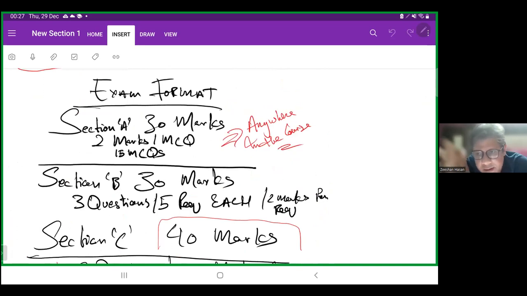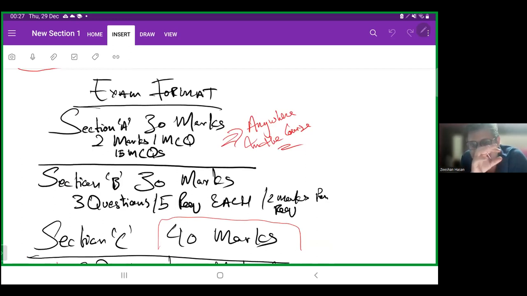And section C questions will be similar to the software, which is similar to Excel. Now, section A will consist of 30 marks, 15 MCQ questions, multi-task questions, 2 marks each, right? Those can be filling the blanks, true/false, MCQs, whatever it is, right?